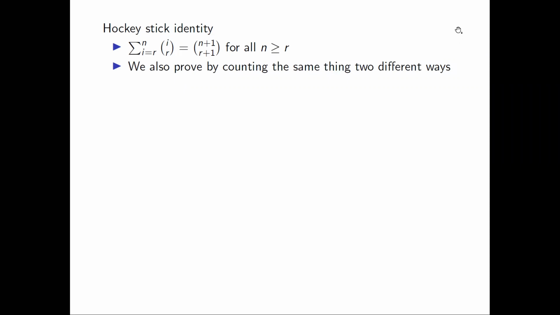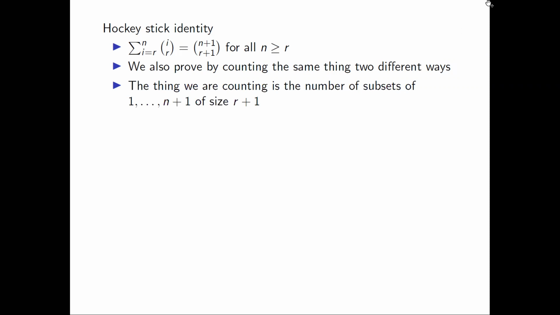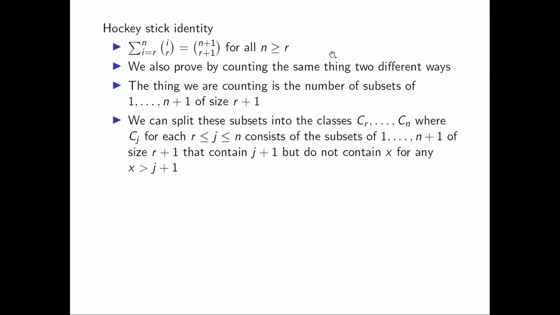And another way to prove this that we'll do is by counting the same thing two different ways. So the thing that we will count this time is just the number of subsets of 1, 2, up to n plus 1 of size r plus 1. And clearly, this number is equal to the right side of our equation. So the n plus 1 choose r plus 1 over here. That's clearly the quantity that we're counting. So we just need to show that the left side is also that quantity.